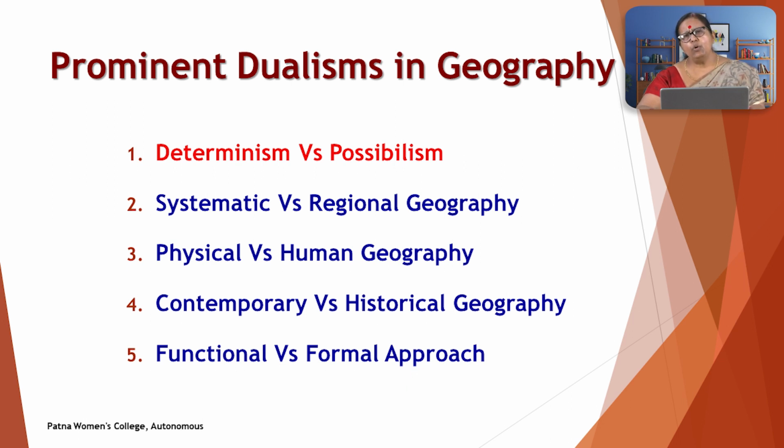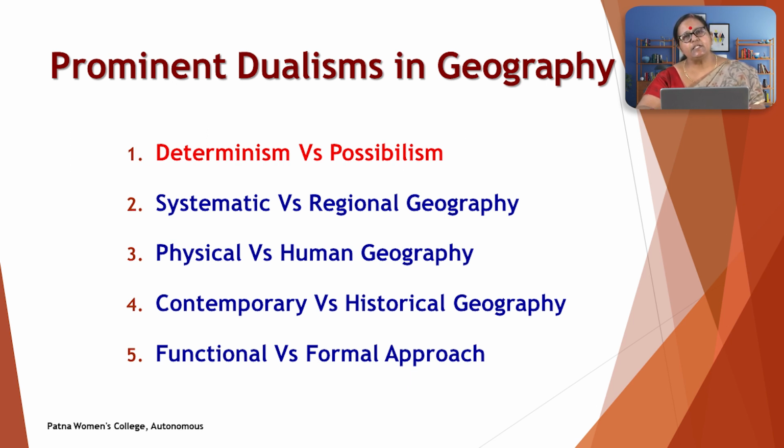So when we come across dualism in geography, we find that it is found in three specific fields. Number one, subject matter. The subject matter of geography necessarily revolves around two basic components: nature or physical environment, and man. Geography is basically a study regarding the interrelationship between man and nature. So dualism could be seen in the field of subject matter.